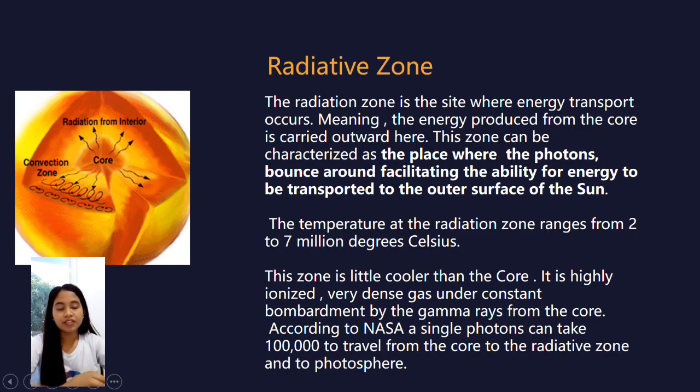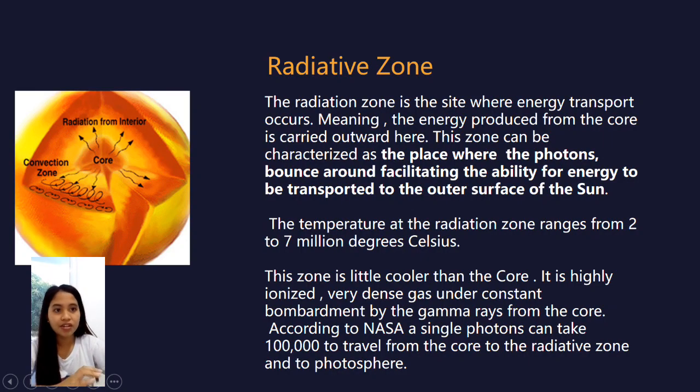Next is the radiative zone. The radiative zone is the site where energy transport occurs, meaning the energy produced from the core is carried outward here. This zone can be characterized as the place where the photons bounce around, facilitating the ability for energy to be transported to the outer surface of the sun.